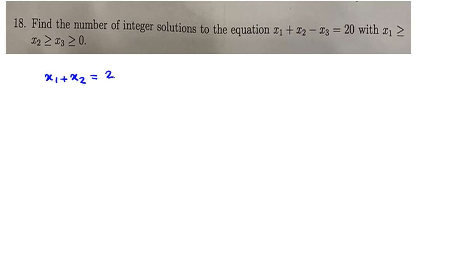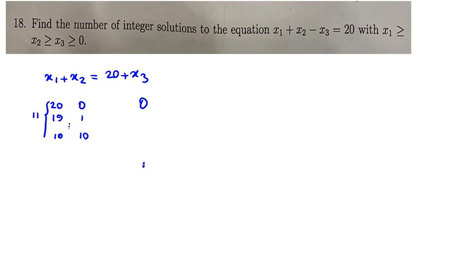x1 plus x2 is 20 plus x3. So I check, for example, at first x3 equal to 0. So it will be 20, and x1 is greater than or equal to x2. So you can say it's 20, 0, and both of them greater than or equal to 0. And then 19, 1, you write until what? Until 10, 10. So how many numbers do we have?